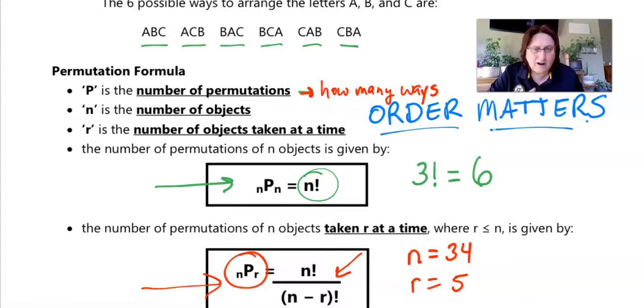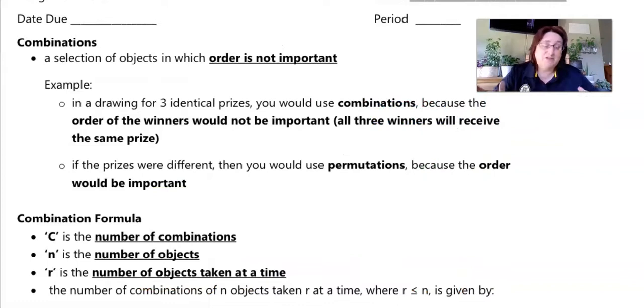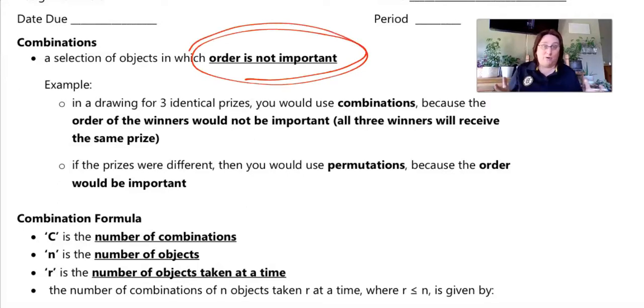Okay, all right, let's go look now. What is a combination? Well, let's take a look at the second page of your assignment. So a combination is a selection of objects where order is not important.